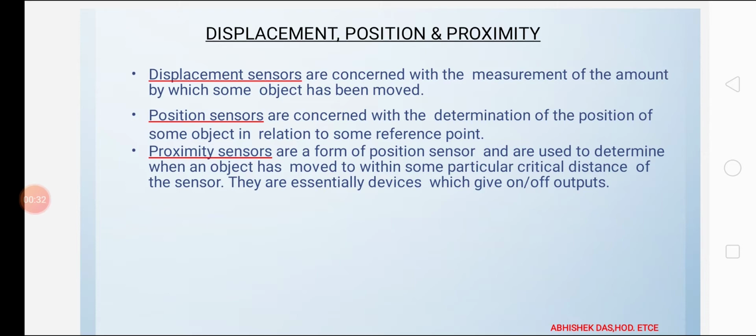Number 1, displacement sensor, which is used to measure the amount by which some object has been moved. Next one, position sensor, which is used to determine the position of an object. Proximity sensor: these are used to determine when an object has moved to within some particular critical distance of the sensor.